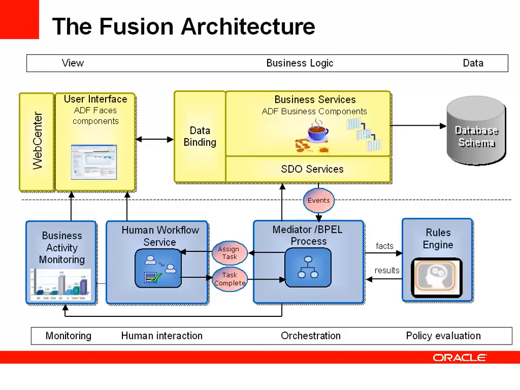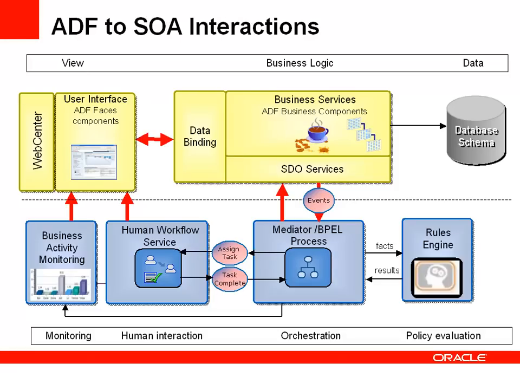So looking at the Oracle Fusion architecture, this should be fairly familiar. We've got the different layers of technology along the top, and then showing where the ADF framework and the SOA frameworks fit inside of that architecture. So we've got the user interface and business services at the ADF layer, and the way that we interact with the composite layer is, for example, through the business logic, we can expose our business services as SDO services or utilize the eventing mechanisms.